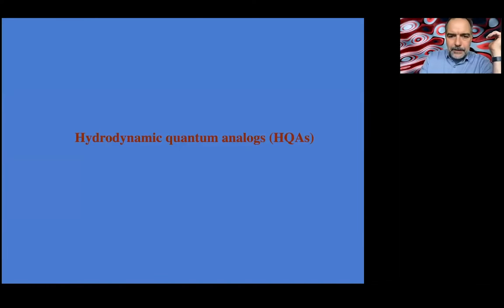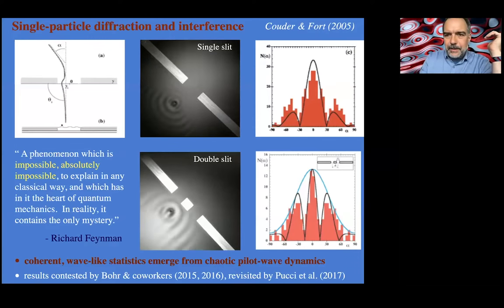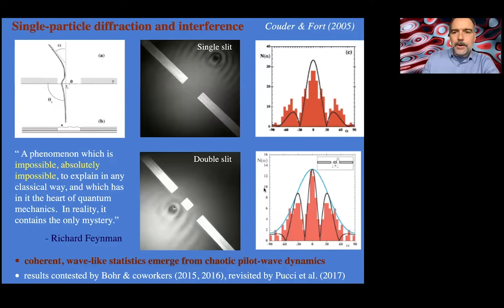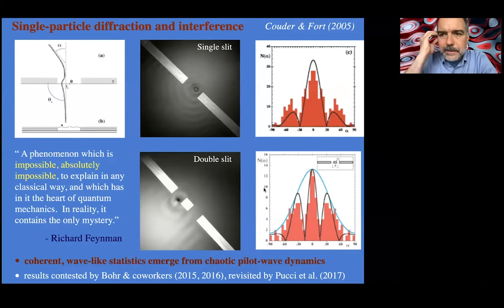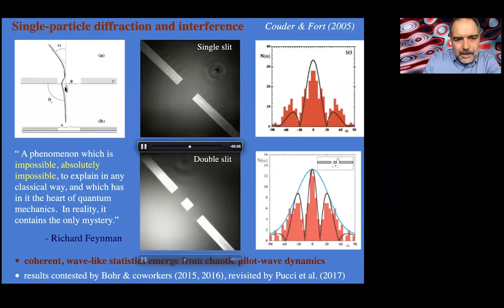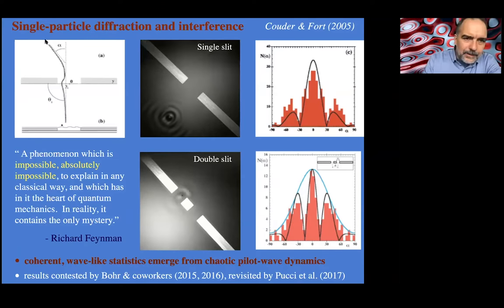Okay, so let's get on with the hydrodynamic quantum analog. So this started in 2005 with a very exciting paper by Couder and Fort, where they looked at single particle diffraction. And this is of course one of the holy grails in quantum mechanics, as you can see from Feynman's quote here. And what they found, so they basically send a walking droplet towards a slit, which is basically a gap between two submerged walls, and the drop comes in at some impact parameter y_i and exits at some angle alpha.